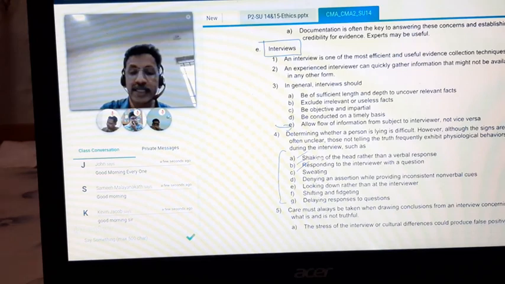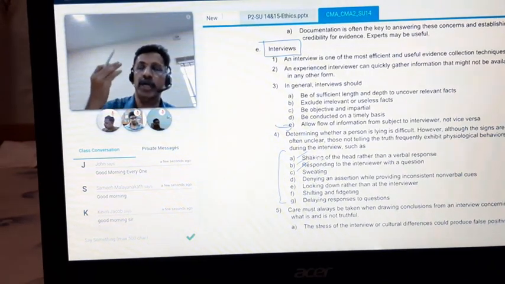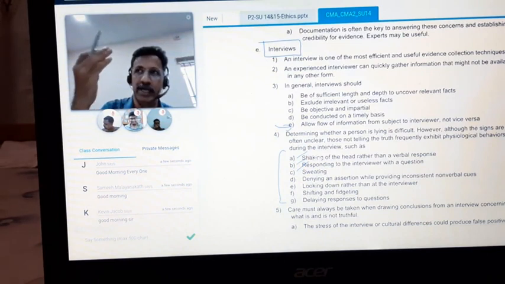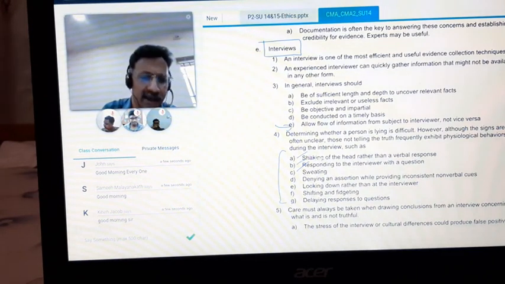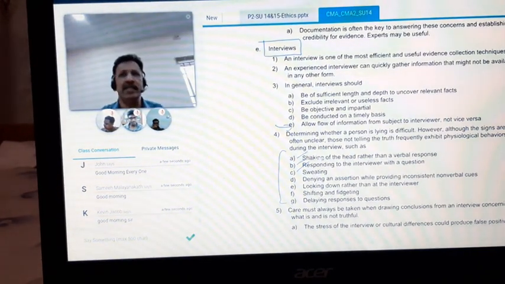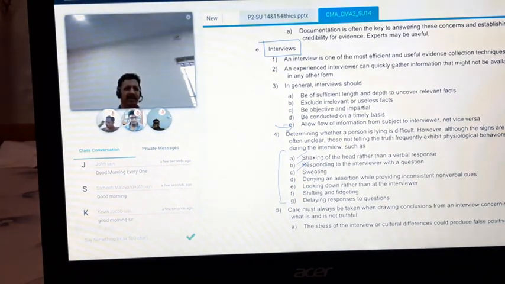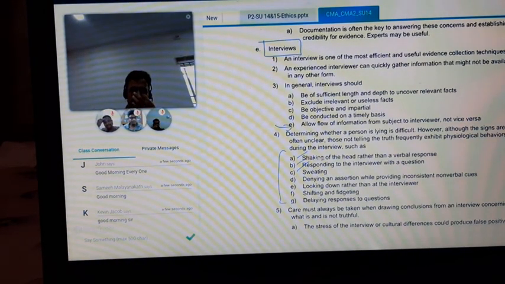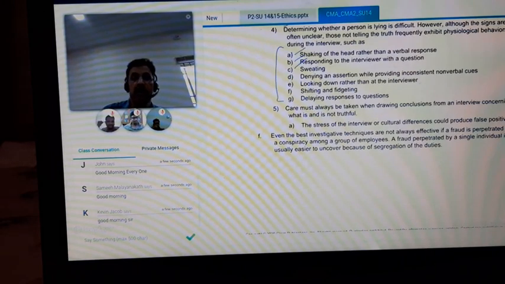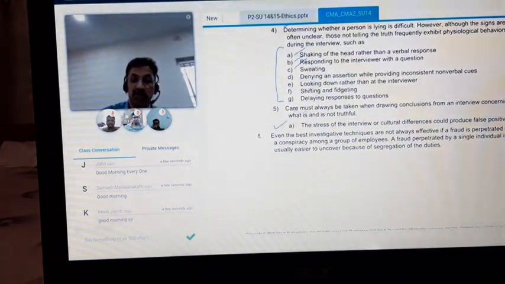Then another thing, instead of looking at your face, at your eyes, they may be avoiding that and looking down or looking somewhere else. That could be a sign that they are lying. And then when they sit and talk, they will be restless. They will be shifting their weight to this side, that side, and fidgeting with some objects or with their own hand like this. All these are signs that they may not be very comfortable answering your question. But the stress of the interview or cultural differences could produce false positives. You should be very much aware of it.